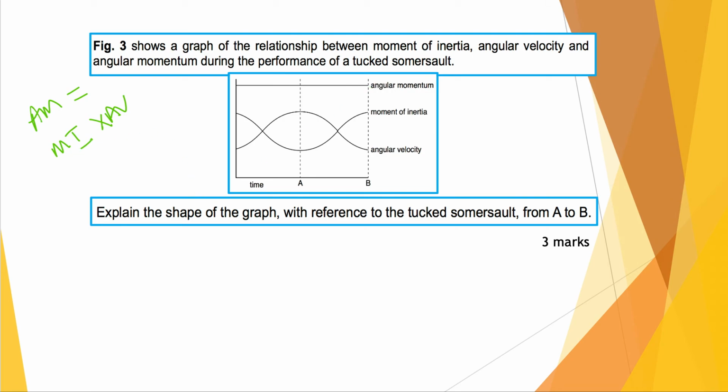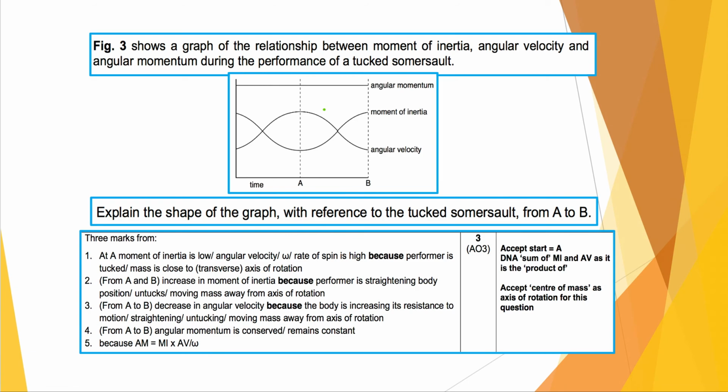If this goes up, this has to come down. If this comes down, this has to come up to keep this the same. Exactly the same relationship as cardiac output, stroke volume, and heart rate. So explain the shape of the graph with reference to a tucked somersault from A to B. We're only looking for this part of the graph, an explanation of this part of the graph.